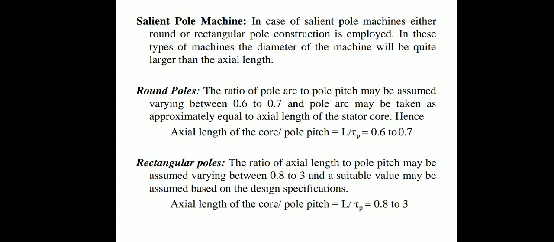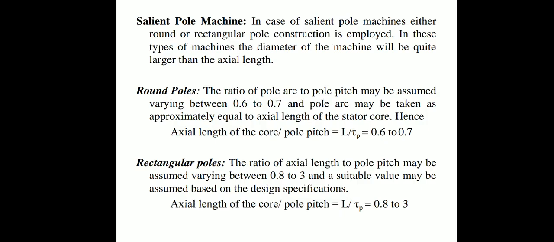Round poles. The ratio of pole arc to pole pitch may be assumed varying between 0.6 to 0.7, and pole arc may be taken as approximately equal to axial length of the stator core. Hence, axial length of the core per pole pitch, L upon tau p, is equal to 0.6 to 0.7.